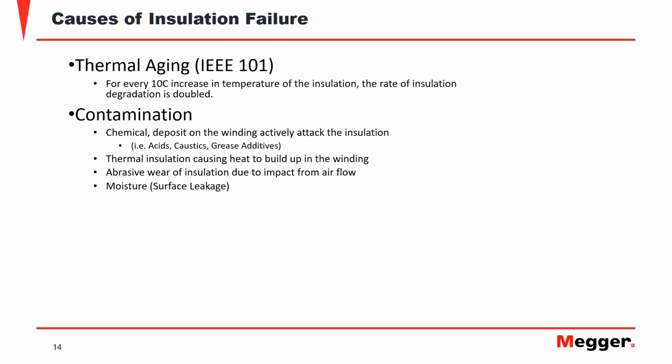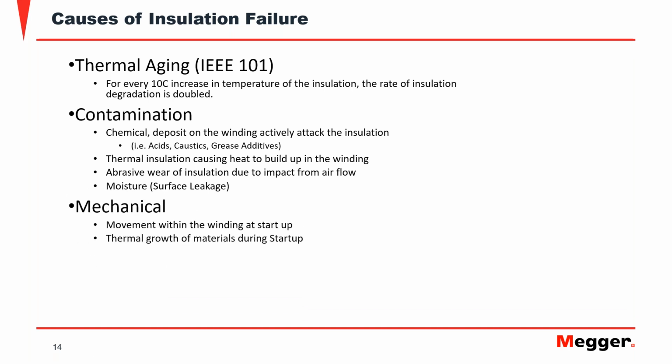Moisture, which creates a surface leakage, is also another source of damage to the insulation that has to do with contamination. Mechanical movement: when the motors start and stop, you have vibrations that cause the same effect that I was talking about with the air. These vibrations tend to degrade the insulation. Then we have thermal growth of materials during startup, meaning that when the motor starts, the amount of current that circulates is sometimes 7-8 times higher than the nominal current.